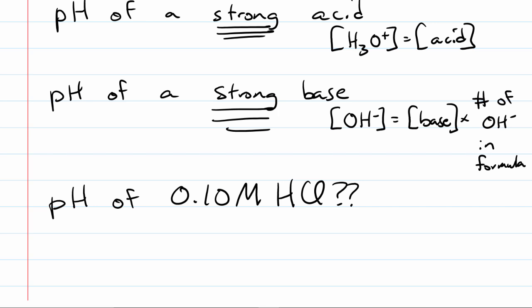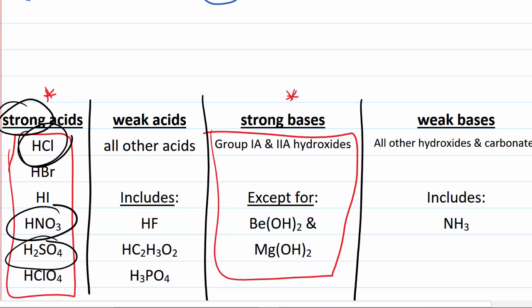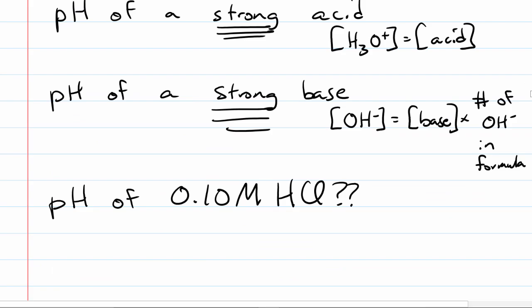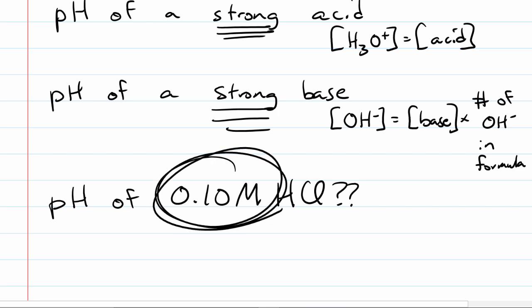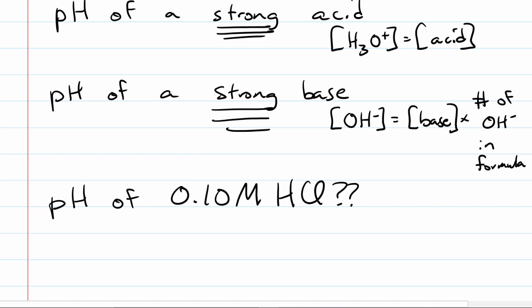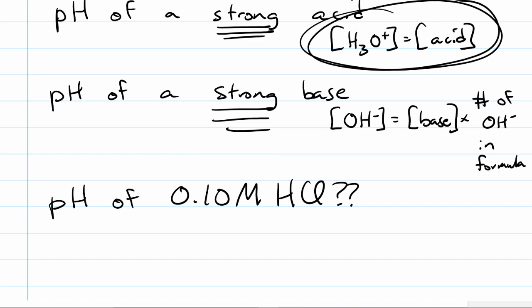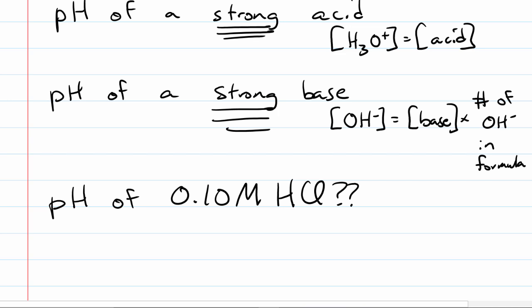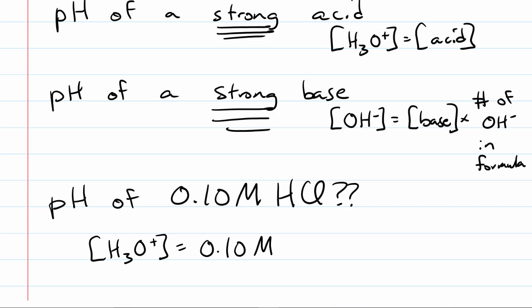Is this a strong acid, weak acid, strong base, weak base? What is it? When we come back here, we see it is a strong acid. If it's a strong acid, what that means is that this concentration is equal to the concentration of hydronium ions. So in this case here, the concentration of hydronium ions is equal to 0.10 molar. And again, this comes from the fact that this here is a strong acid.